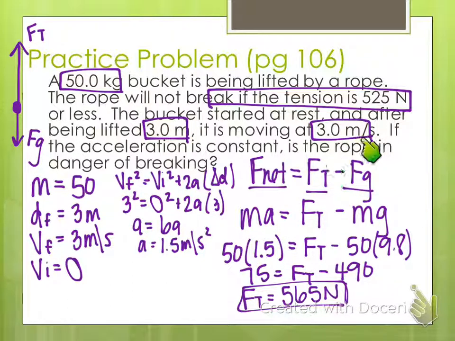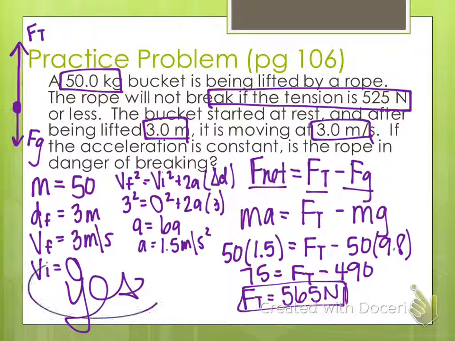F sub g, what's our key word for F sub g? When we see this word, we should always think F sub g. What is it? Kind of gravity. But anytime we see the word weight or weighs, we have to think F sub g, which is equal to mass times 9.8. Mass times 9.8 equals force due to gravity. All right, so 565 newtons, so our answer is yes. It's in danger of breaking. Any questions there?